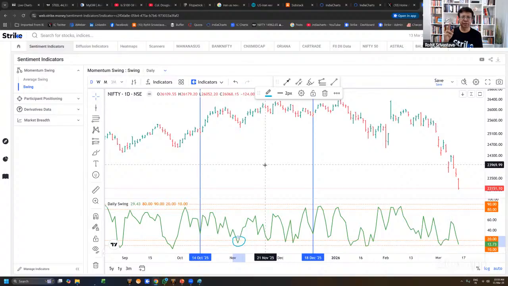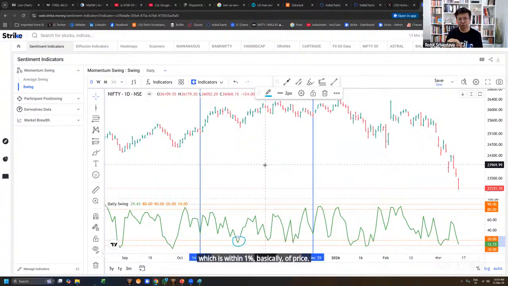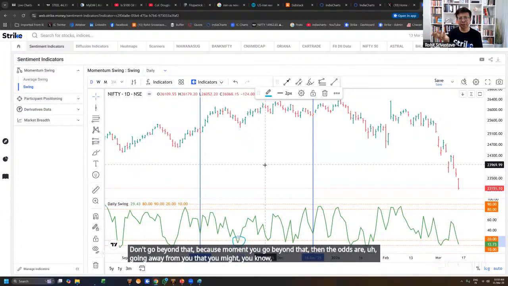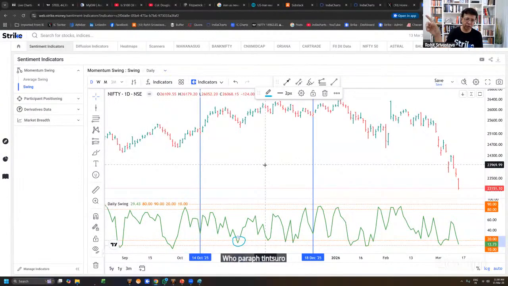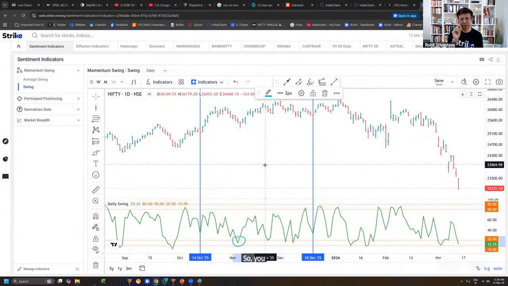Buy a strike which is near the money, which means not more than two strikes away. If Nifty is 25,000, 25,100 works, 25,200 works. Don't go further out than that, which is within 1% basically of price. So the strikes you choose should be within a percent. Don't go beyond that, because the moment you go beyond that, the odds are going away from you. The market sometimes doesn't move more than 2-3% in a month. On top of that you are paying 300 rupees premium, because I am saying buy monthly options. So with 300 rupees premium and 1% out, you've already given away 2%, so what will you earn? You can't go very, very far out.